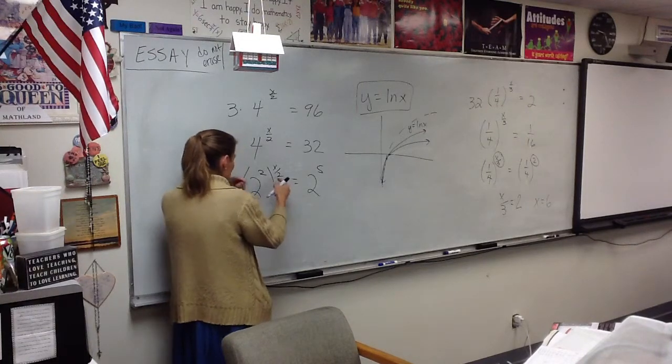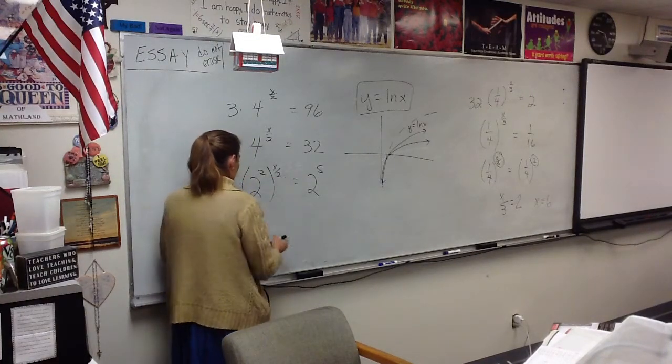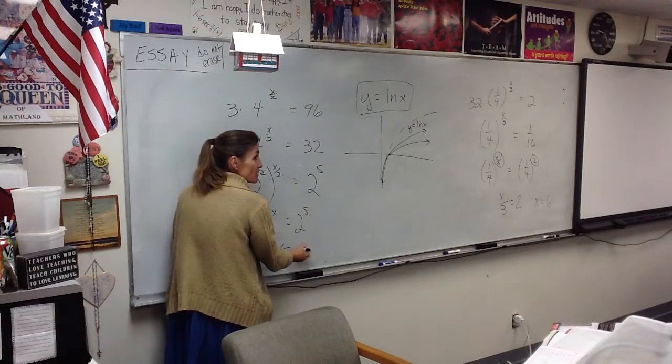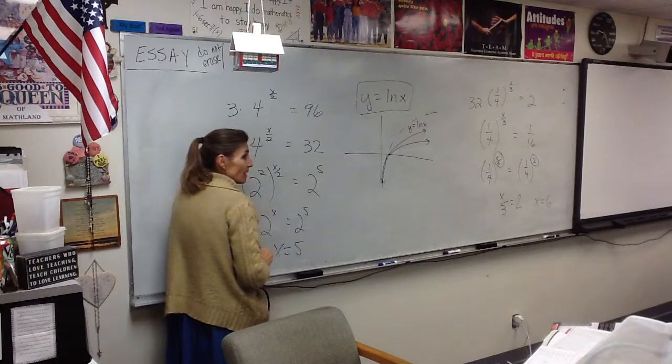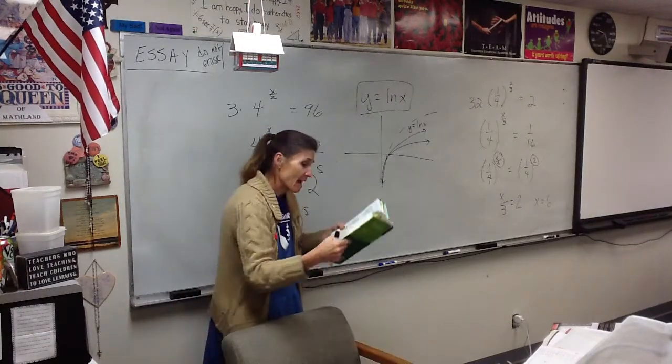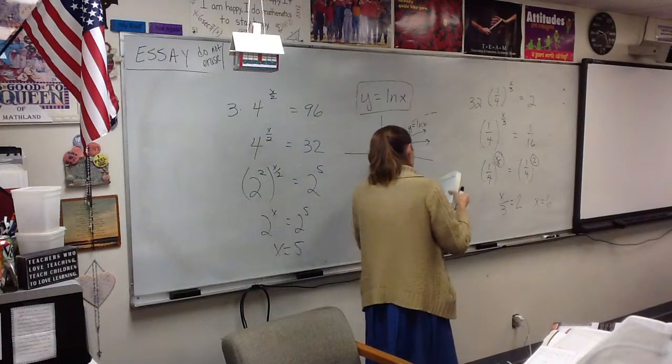What do I do with these exponents? Multiply them. So 2 to the x equals 2 to the 5th, and x must be 5. Easy, easy, easy. Now, look at number 14.